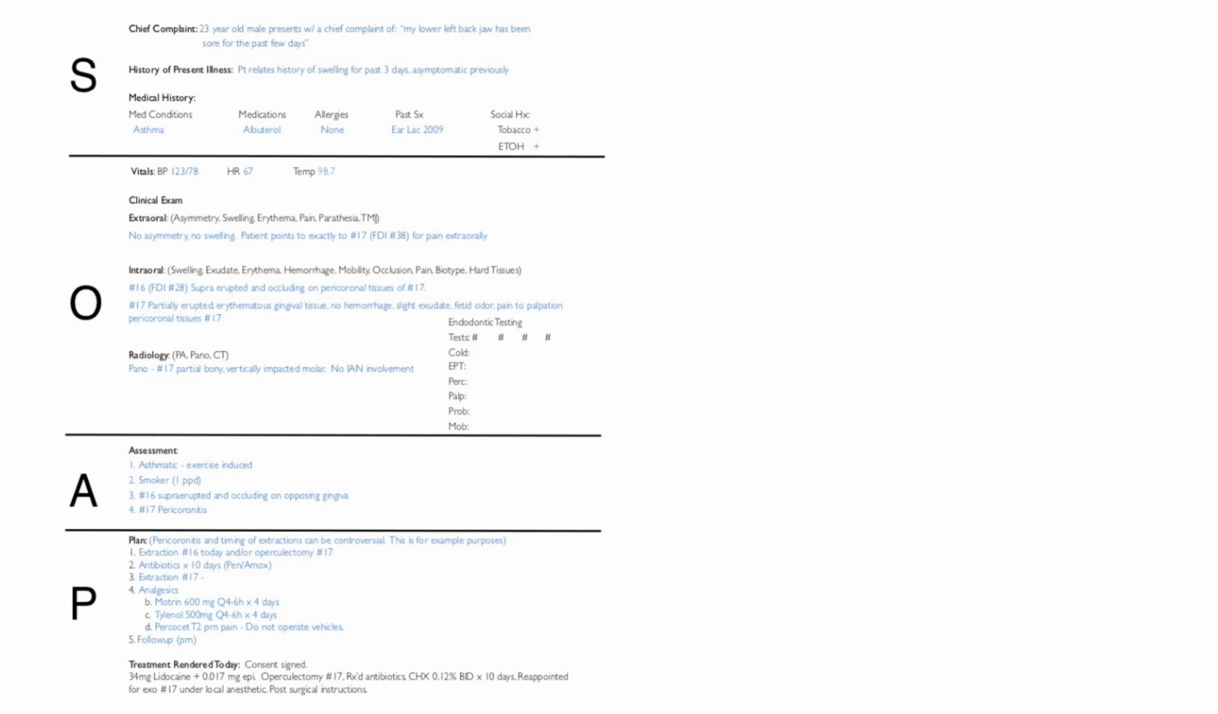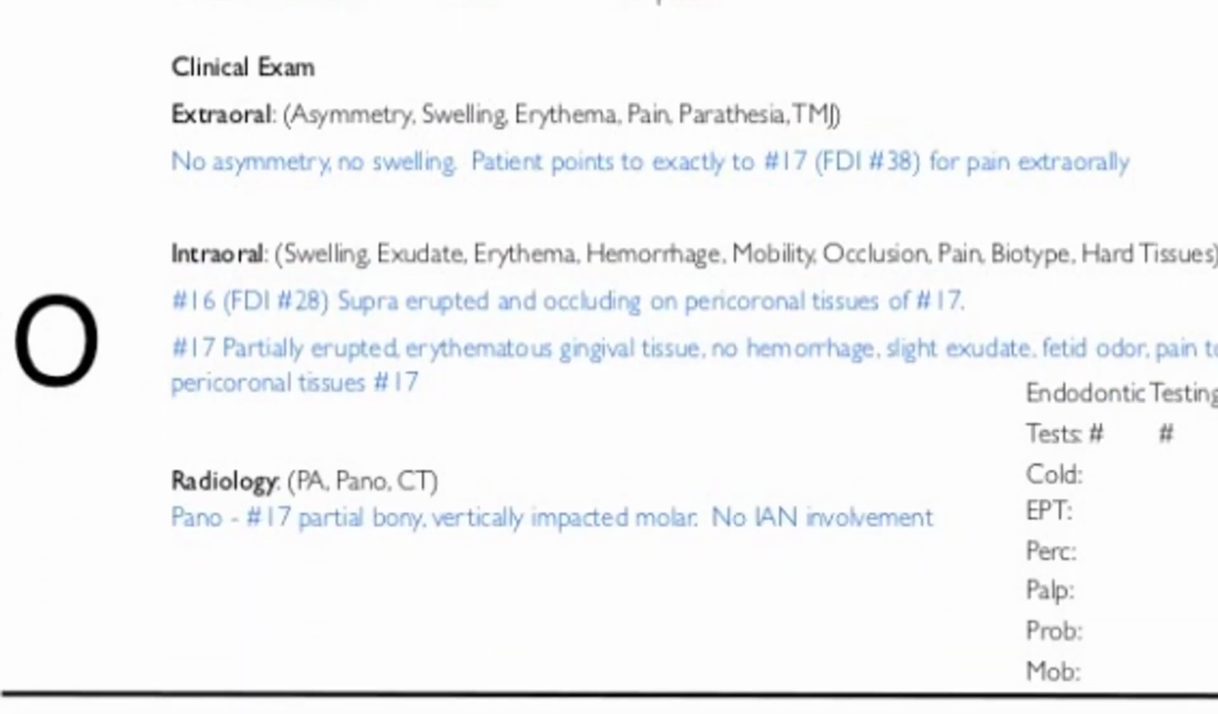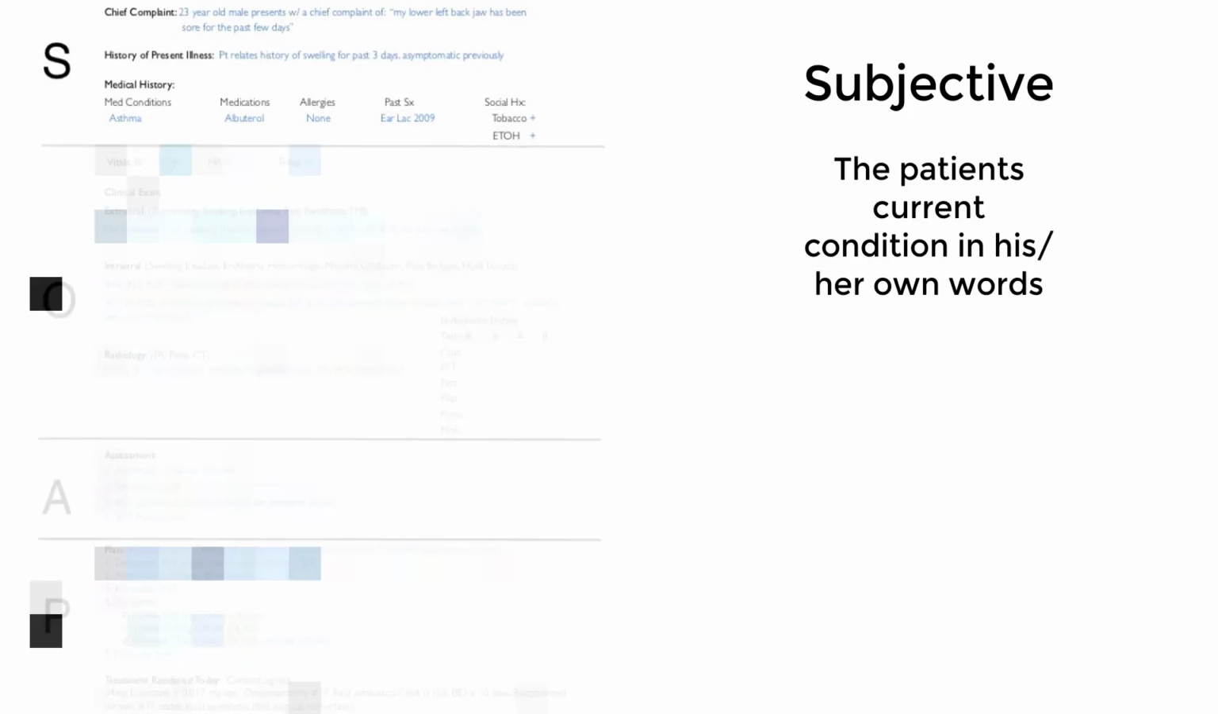A SOAP note is a form of documentation method that most healthcare providers use within a patient's chart. There are 4 parts to the SOAP note: S for subjective, O for objective, A for assessment, and P for plan. Under the subjective, this describes the patient's current condition in a narrative form. Basically, what comes from the patient's mouth, what they are saying and what they are feeling.